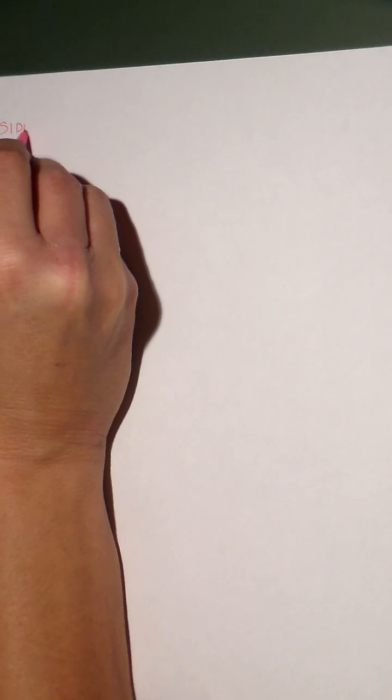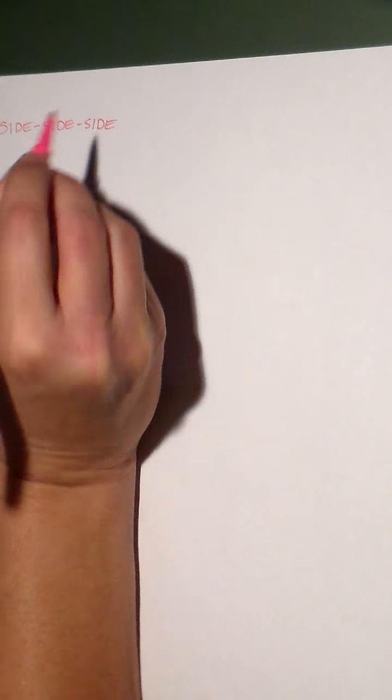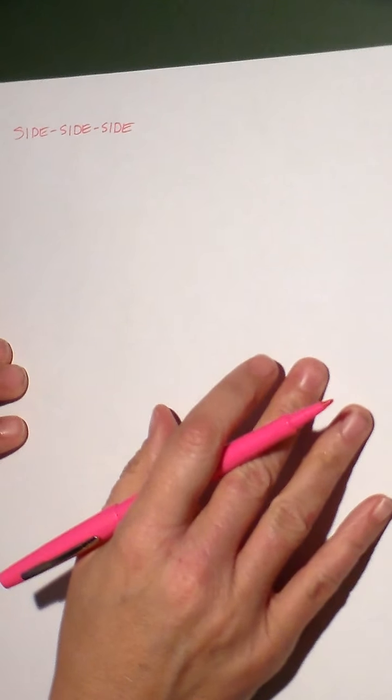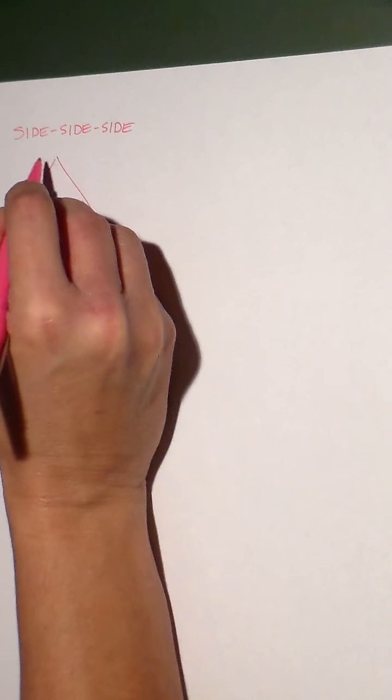So what I'm going to do here is give you an example of the different types of congruences. So let's do the first one. Let's do side, side, side. Okay? So for side, side, side congruence, I've got corresponding triangles.